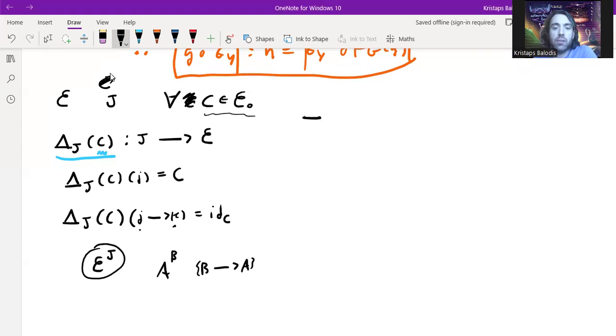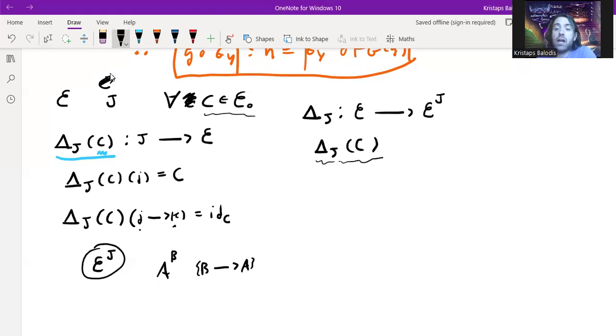And I claim that delta sub J, so I'm going to call this thing delta sub J, goes from my category C to the category of functors from J into C. What does it do? Well, you might already guess from the notation. I'm going to send the object C to this functor delta sub J of C that I previously defined.